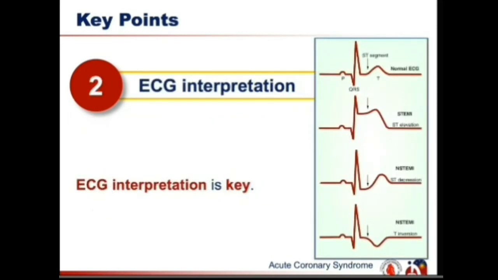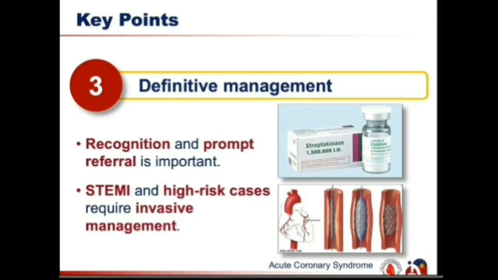The second step is ECG interpretation because this will guide the direction of management. Recognition of ST elevation acute coronary syndrome and high-risk non-ST elevation acute coronary syndrome is important because this will warrant urgent specialty referral for reperfusion therapy and a more definitive management. With prompt and appropriate interventions, we can save more patients from the undesirable consequences of heart attacks. Remember that time is muscle.